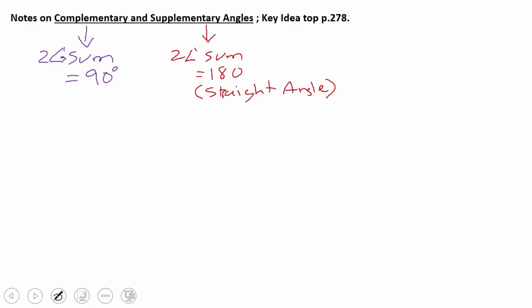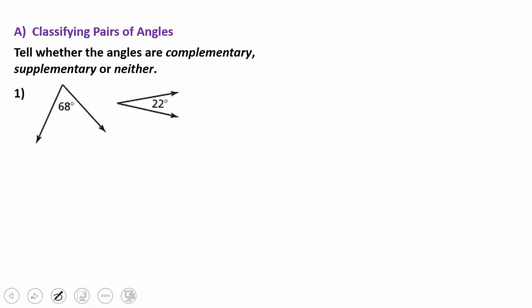These complementary and supplementary angles might be adjacent, they might not. They do not have to be. They do not have to share a vertex. They do not have to share a side to be complementary or supplementary. So let's just do it right now. Classifying pairs of angles, telling whether the angles are complementary, supplementary, or neither.